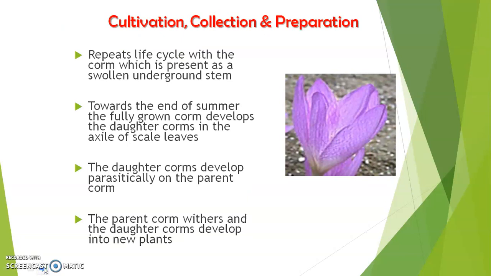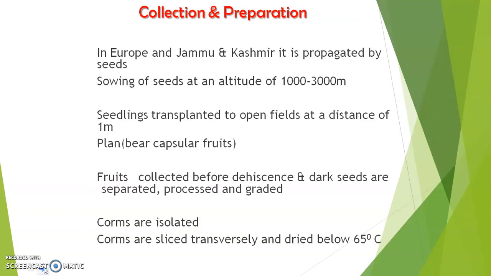Cultivation, collection, and preparation of colchicum. It repeats its life cycle with the corm, which is present as a swollen underground stem. Towards the end of summer, the fully grown corm develops the daughter corm in axils of scale leaves. The daughter corm develops parasitically on the parent corm. The parent corms wither and daughter corms develop into the new plant. Then collection and preparation: in Europe and Jammu Kashmir, it is propagated by seed.